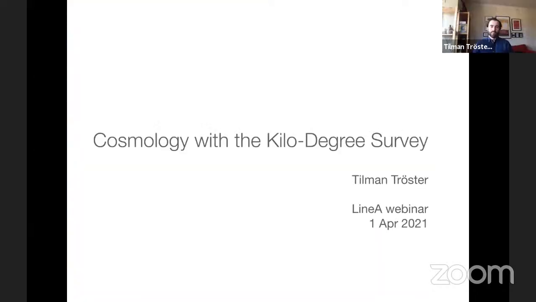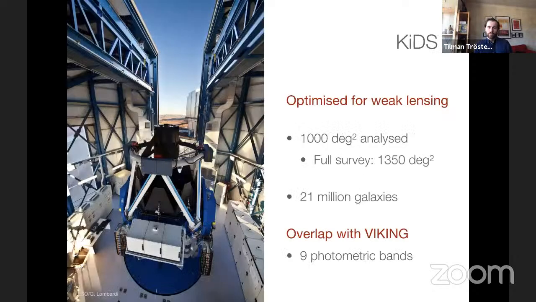All right. So I'll talk a bit about recent results we got from the kilodegree survey, and mostly focus on the cosmology results there. So to start with, what's KiDS? KiDS is the kilodegree survey. It's a wide field survey optimized for weak lensing. It uses the VST, and at the moment we have finally 1,000 square degrees analyzed. So we finally do the kilodegree part of the name.